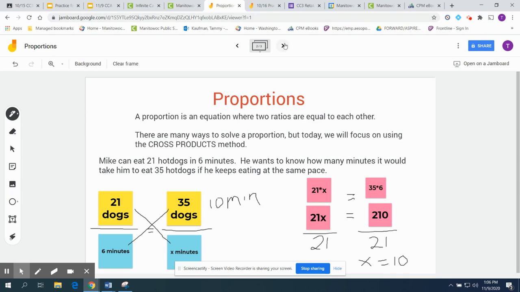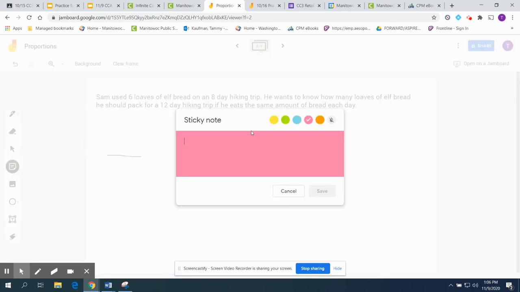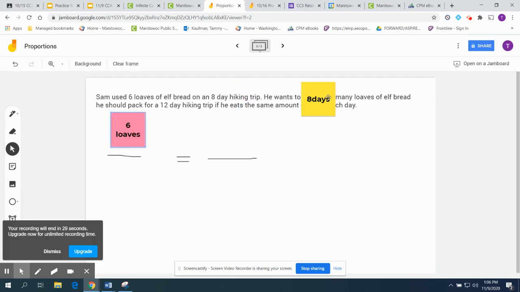If I were to do the next one, we have Sam, who packed 6 loaves of elf bread on an 8-day hiking trail, and wants to know how many loaves of elf bread to pack for 12 days. So my proportion is going to be 6 loaves, and on the bottom or top, doesn't matter, is going to be 8 days. Those are the two things that I'm comparing. So when I'm making my proportion, I'm looking for the things that have two different labels. So I have my 6 loaves and my 8 days.